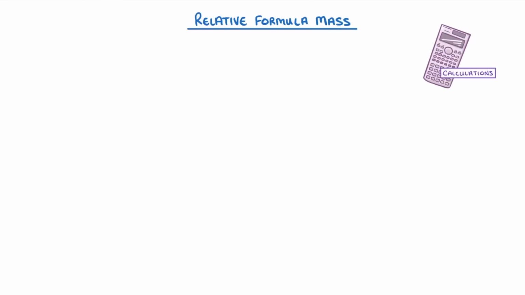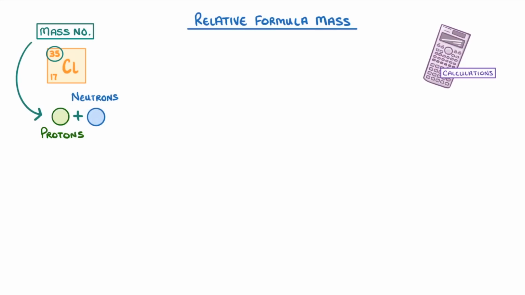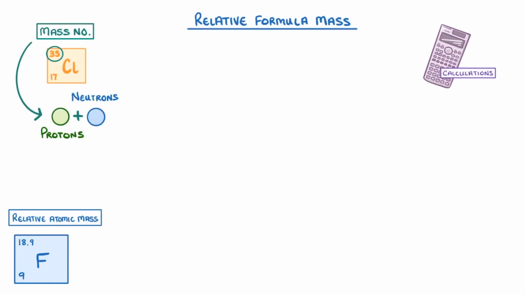In today's video, we're going to cover relative formula mass and look at the sort of calculations that you might have to do. If you remember from previous videos, we can find the mass number of any element by looking in the top left corner of its nuclear symbol. And this tells us the number of protons plus the number of neutrons in its nucleus. Sometimes though, the nuclear symbols will show the relative atomic mass instead, which is the average mass of all the isotopes of that element, and is denoted with Ar.